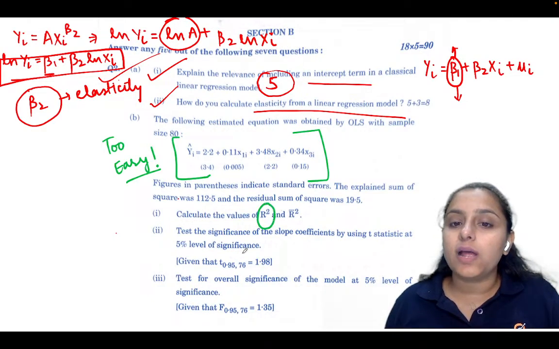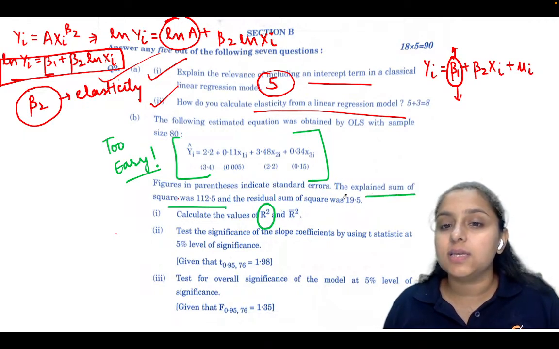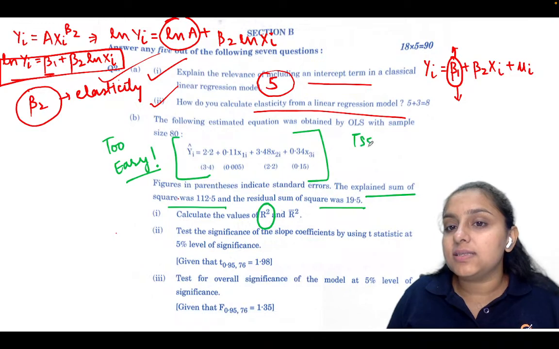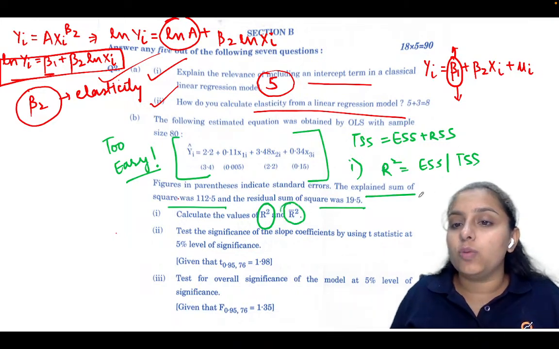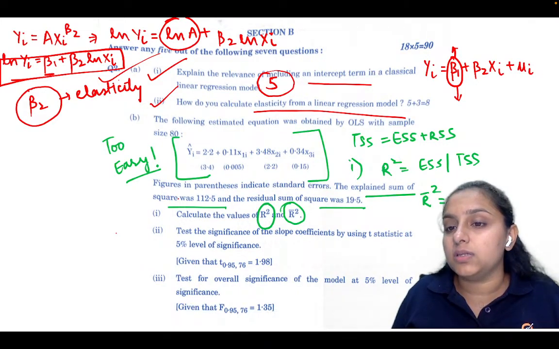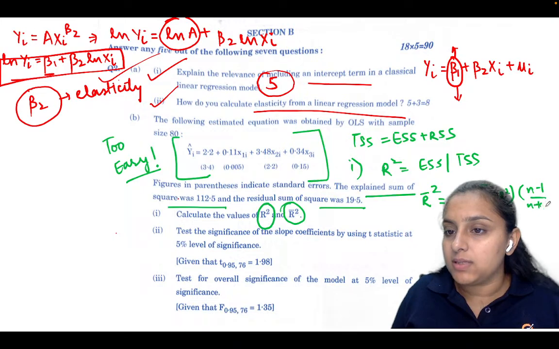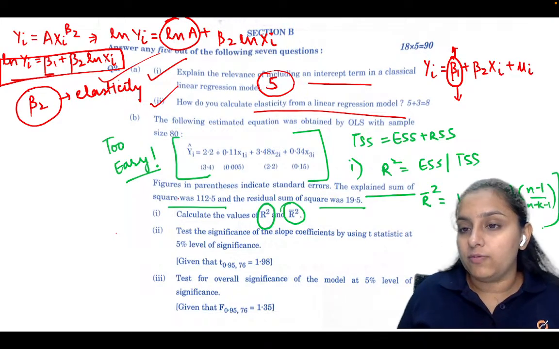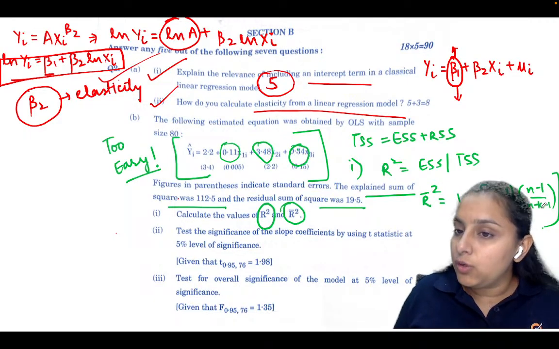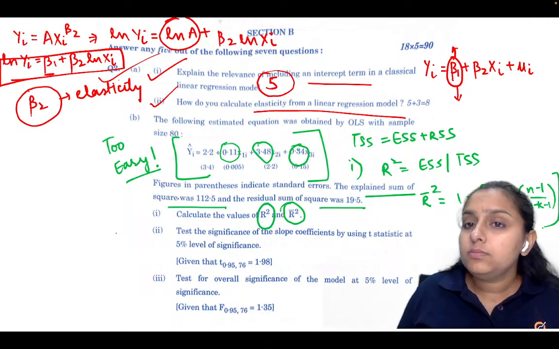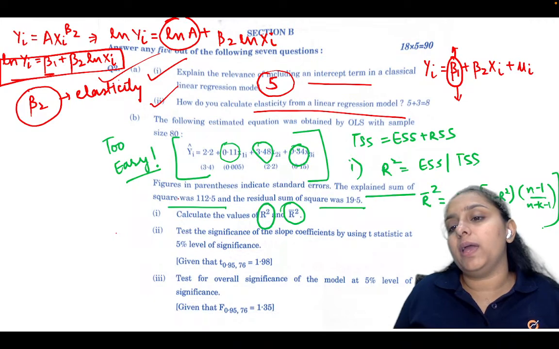It's very easy. R square calculation, very easy. You have been given ESS, you have been given RSS. So TSS is equal to ESS plus RSS. For the first part, you had to calculate R square, which is ESS upon TSS. Then adjusted R square had to be calculated. So adjusted R square is 1 minus (1 minus R square) times (n minus 1) upon (n minus k minus 1). This is what we have. Here k means the slope coefficients, 3. If you include the intercept in the k, then it will be n minus k.